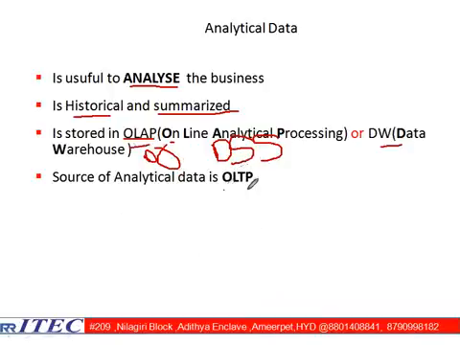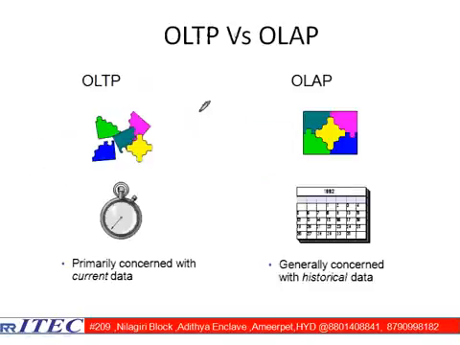The source of this analytical data is OLTP. From the OLTP only we are getting this total data. Am I clear? The source of analytical data is what, sir? OLTP. Okay, we are very clear with this one. Let us move on to the next one.